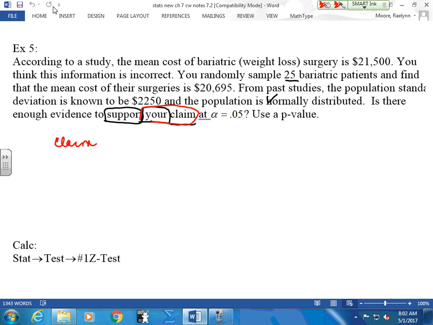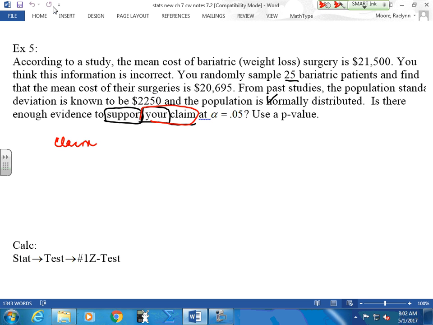Theirs is not the same as 21,500, so he's saying it is not equal to, right? It is different from. It's a little bit confusing when you read this. So he still tested his data off of this. This is his test information.